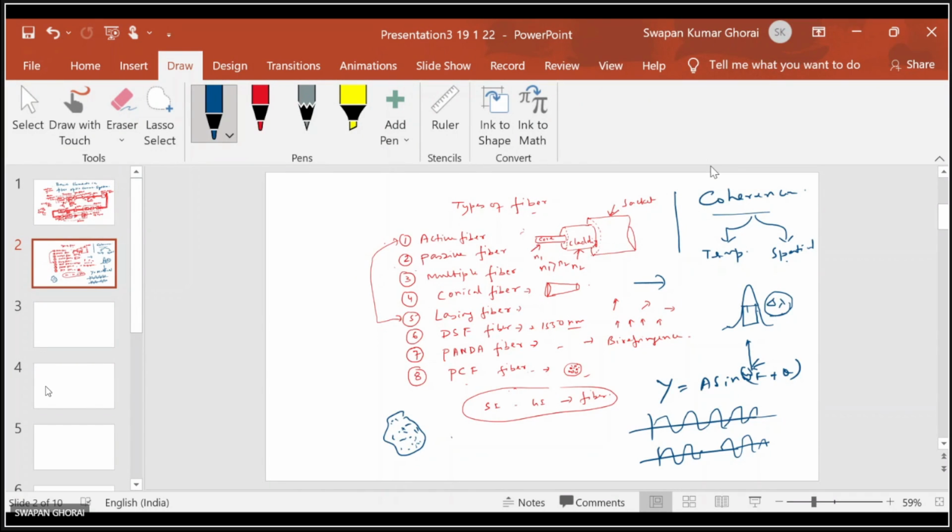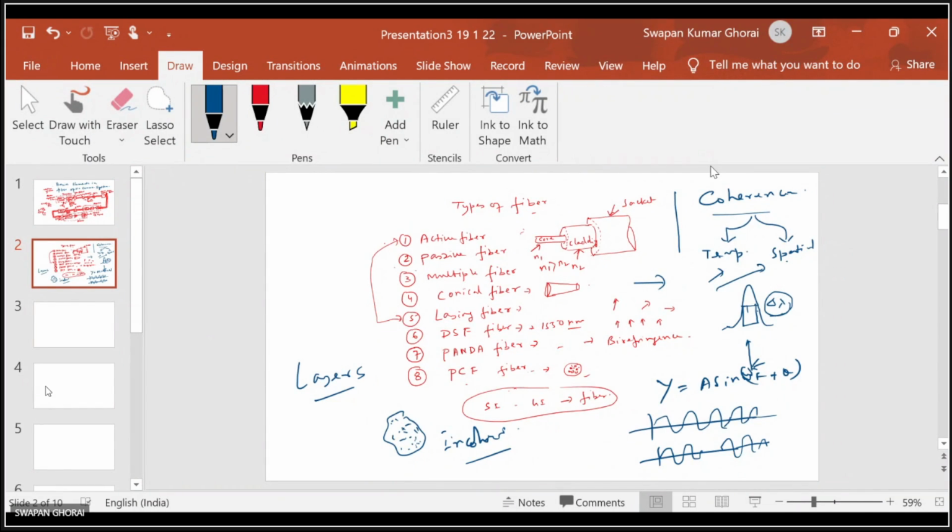Normal, practical sources are all incoherent sources, say LED, tungsten lamp, fluorescent lamp, light from the sun, natural sources. To make a source coherent, you need an artificial device, that is called a laser. Lasers are coherent, artificial sources: light amplification by stimulated emission of radiation. By making a specific structure, we can make this source coherent. Coherent means high temporal coherence and high spatial coherence, meaning the number of modes and the number of wavelengths will be less.